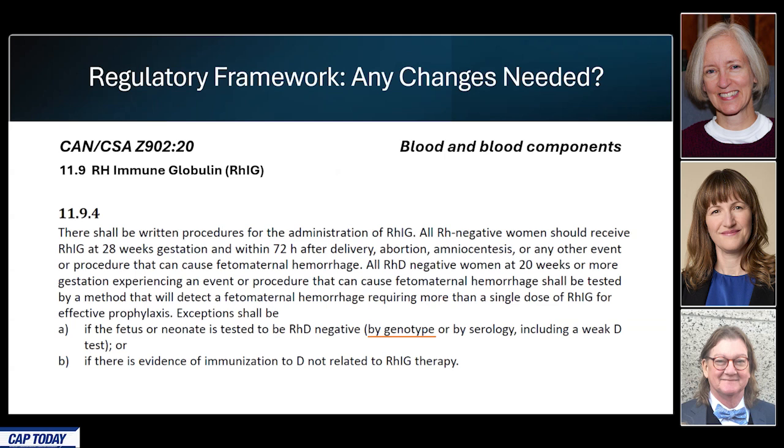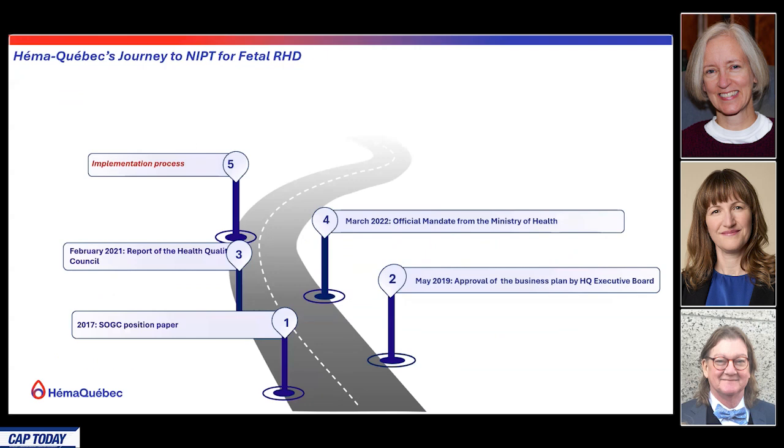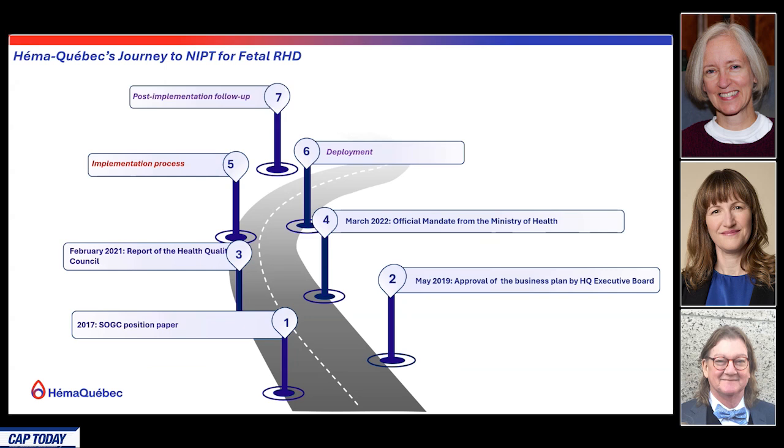Another challenge you may encounter has to do with the regulatory framework. Thankfully, the Canadian standards for blood and blood components had foreseen the future in their 2020 edition, so no modification is required, but it's an important aspect to consider. So this slide summarizes the different steps we have to go through to implement NIPT for fetal RHD, and we are looking forward to deployment and post-implementation follow-up.